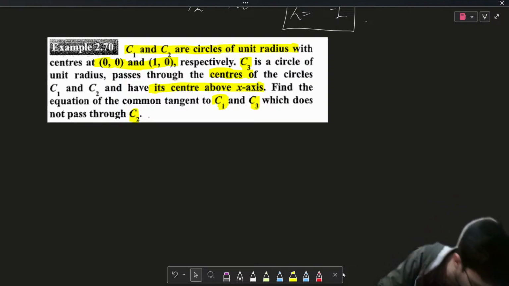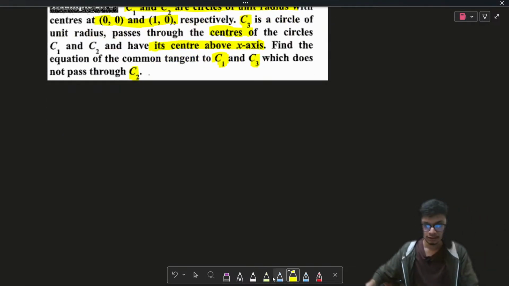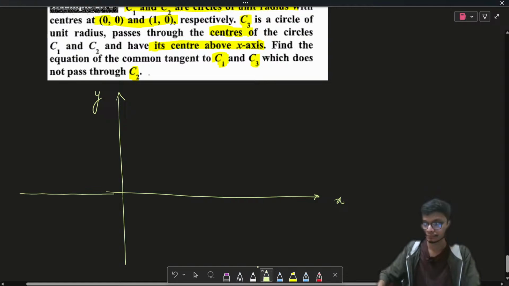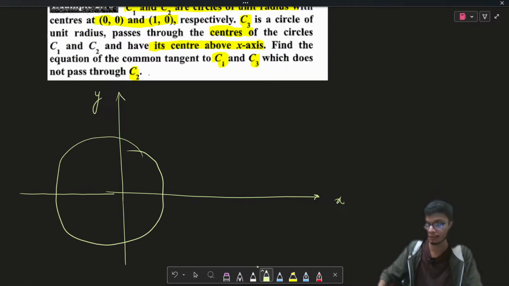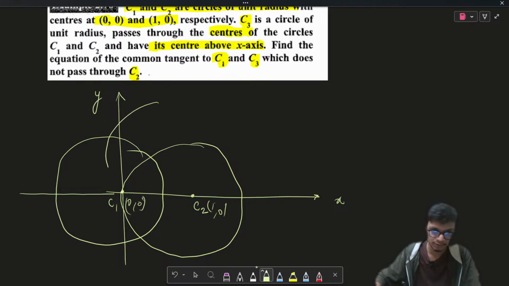Let us try to visualize the geometry of this question in order to solve this problem. So let us say this is the x and y axis, and let us say we have some circle C1 here, which has its center at the origin, right? And we'll have another circle, C2, which passes through the origin. This is C1 with center (0, 0), and we have another circle, C3, which has its center somewhere above the x-axis, and it is passing through the centers of these two circles, that is C1 and C2.